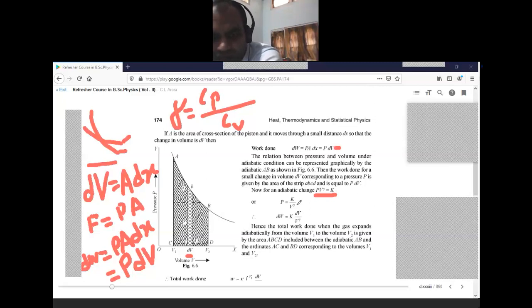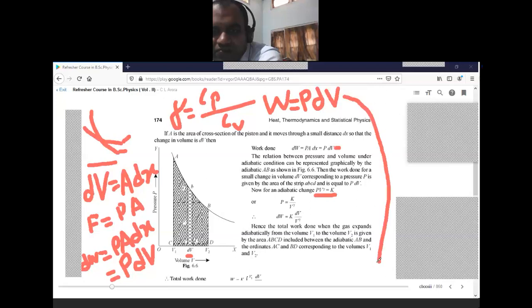So capital P is equal to K divided by V to the power lambda. Okay, is it clear up to this? Now work done: the gas is expanded, so work done is again P dV. Okay, now what is P? P V to the power gamma is equal to K, therefore P is equal to K divided by V to the power gamma.